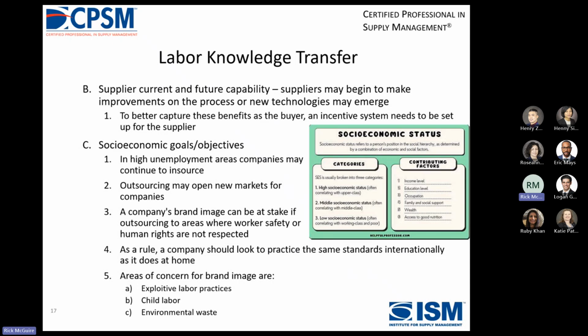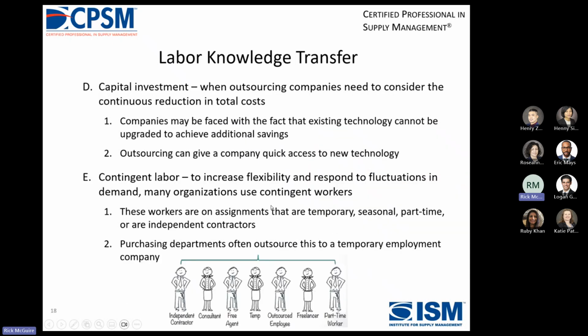Socioeconomic goals and objectives: high unemployment areas, companies may continue to insource because they can get labor cheap. Outsourcing may open new markets for the companies. Yeah, it could be. If you're getting your parts from Asia, you may be able to sell back into Asia of the end item. Company's brand image may be at stake if outsourcing to areas where worker safety and human rights are not respected. So if you're getting really cheap parts from North Korea, it's not going to be good for you. As a rule, companies should look to practice the same standards internationally as they do at home. So, worker safety, all that good kind of stuff, you need to practice the same way you would at home. Areas of concern are exploitive labor practices, child labor, environmental waste, etc.